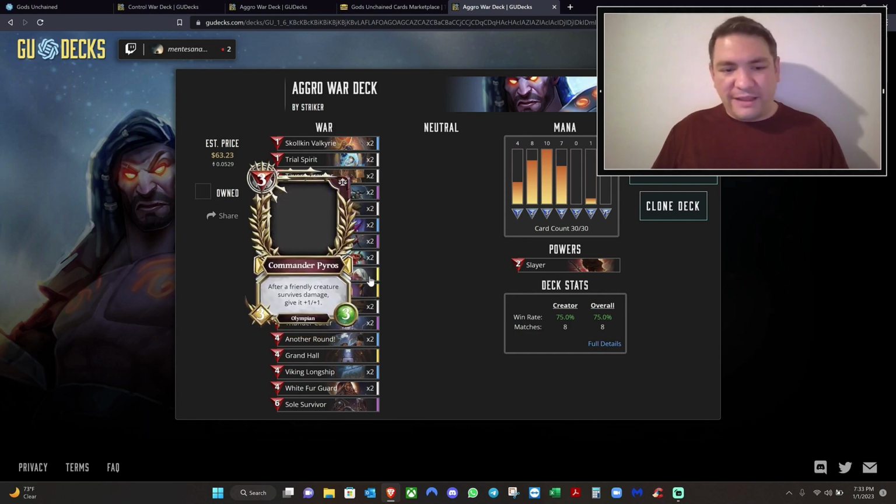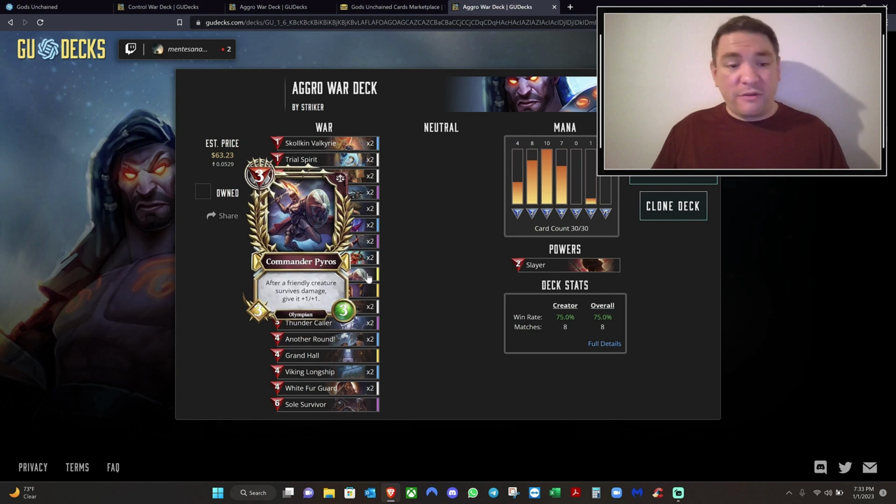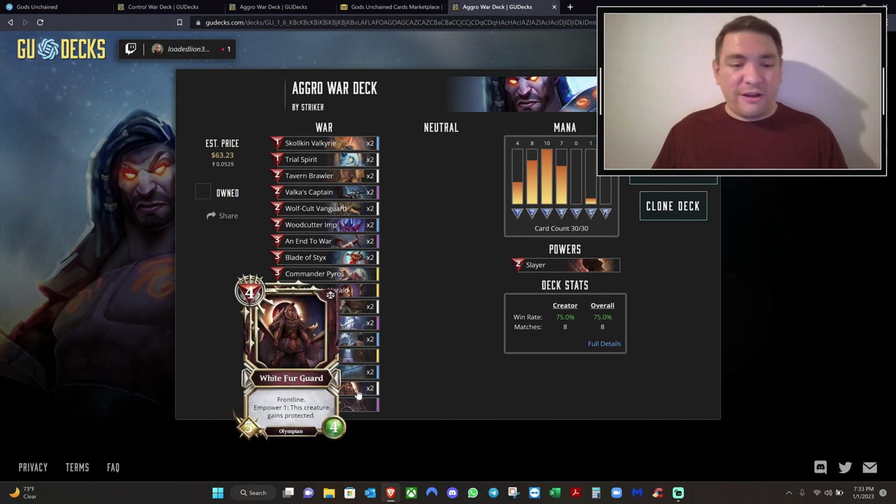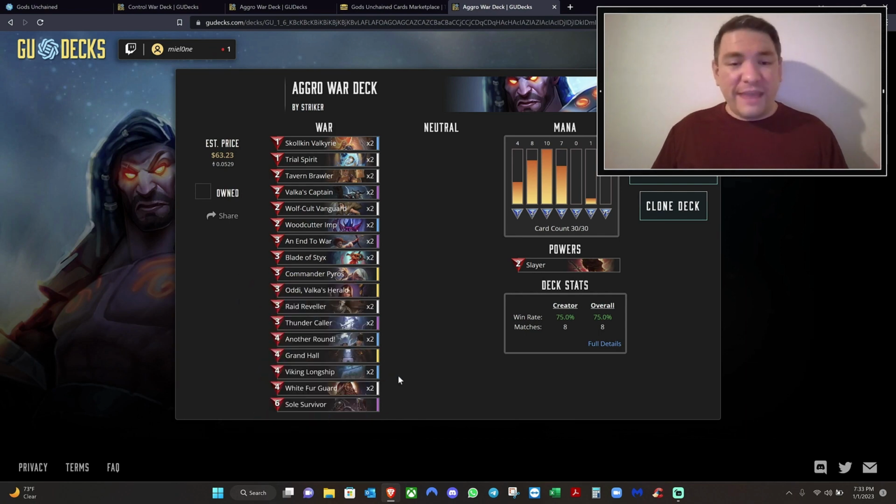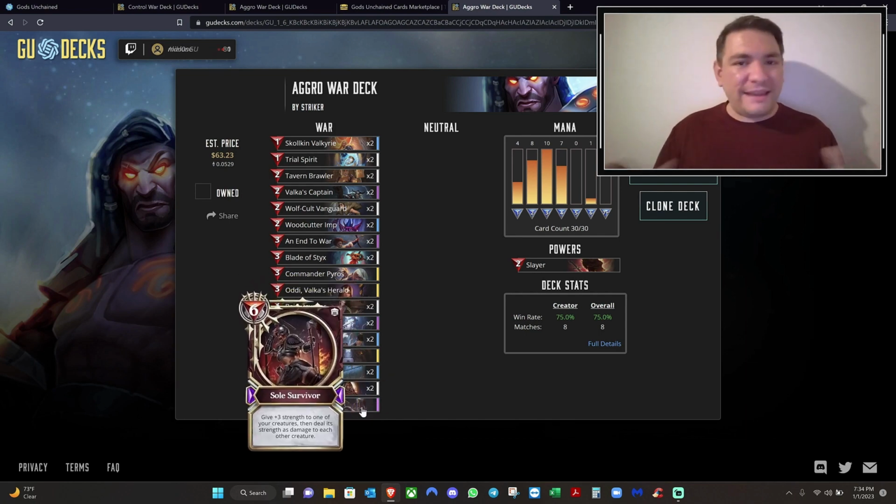Odie's in here making a big play. Commander Pyros is really helpful when you get into certain situations where I know I'm going to take damage. The White Fur Guard just turns out to be a beast when you empower it with the Protect. And then I decided, and this wasn't on any of the war aggro decks that I saw, to include Soul Survivor.